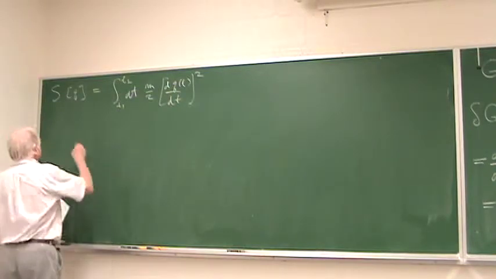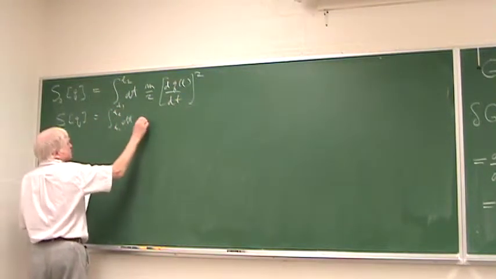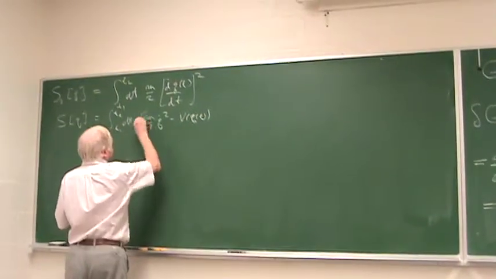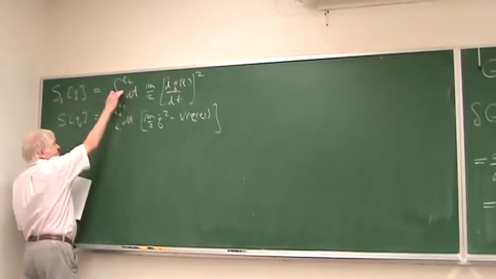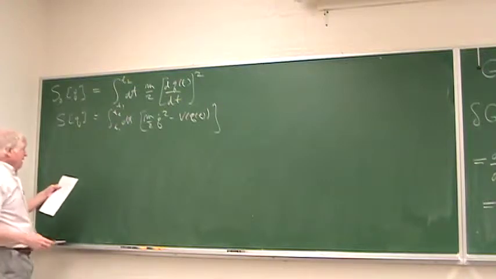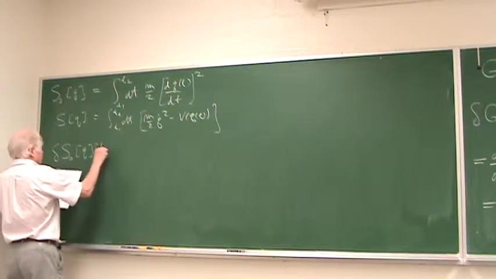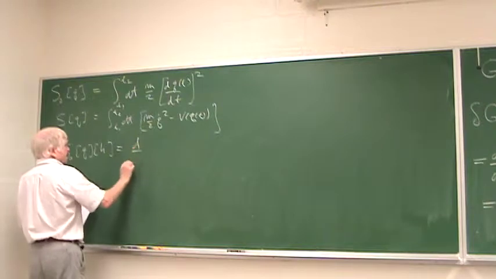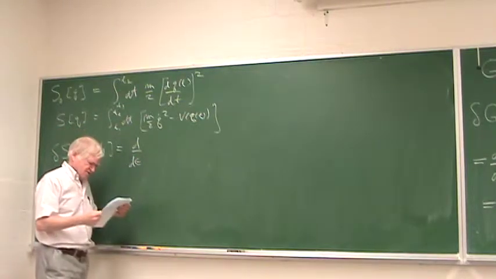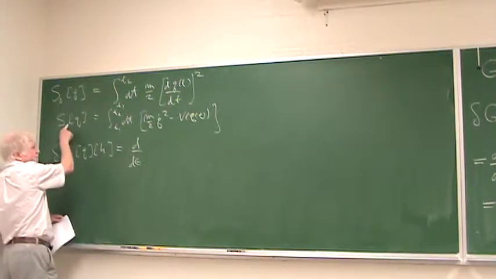And a more complicated one, so let's call this S0, and S of Q would be integral T1 to T2 dt, m over 2 q dot squared minus V of Q of t. So this is sort of a general one-dimensional action. This is the free one-dimensional action. So let's go with the free one this time. And let's consider the variational derivative in general. I left off the subscript 0 in the notes, but that's okay. I have the right one.